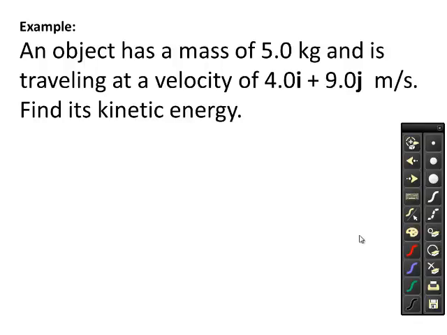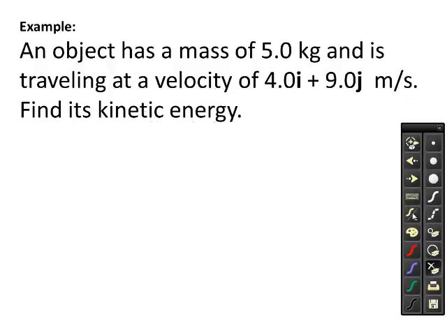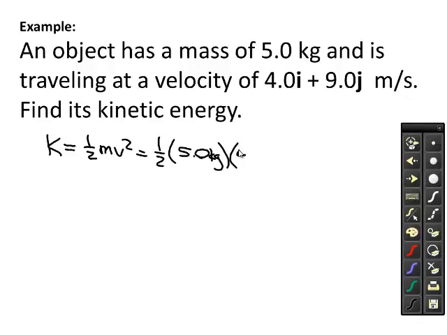Suppose an object has a mass of 5 kilograms and is traveling at a velocity of 4i hat plus 9.0 j hat meters per second. Find its kinetic energy. Okay, we can find the kinetic energy a couple of ways. We could say on the x-axis it's moving at 4 meters per second, so kinetic energy 1/2 mv squared is equal to 1/2 the mass, 5 kilograms, times 4 meters per second squared.